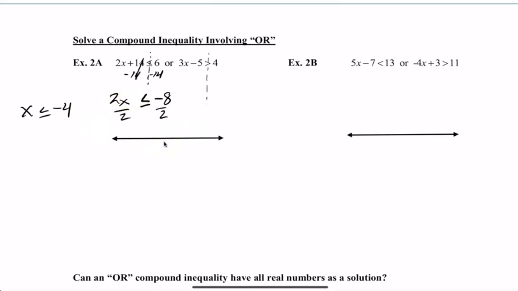Here's my dotted line. I want to isolate the x, so I'll get x by itself. Let's get rid of that 5. Plus 5, plus 5. 3x is greater than 9. Then we're going to divide by 3. X is greater than 3. Okay, so we have -4 and 3.